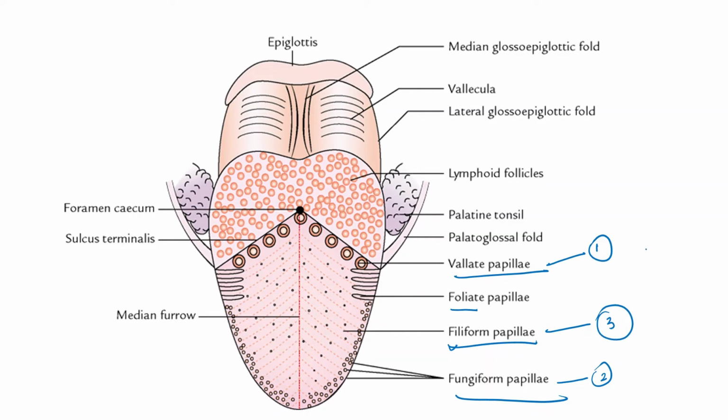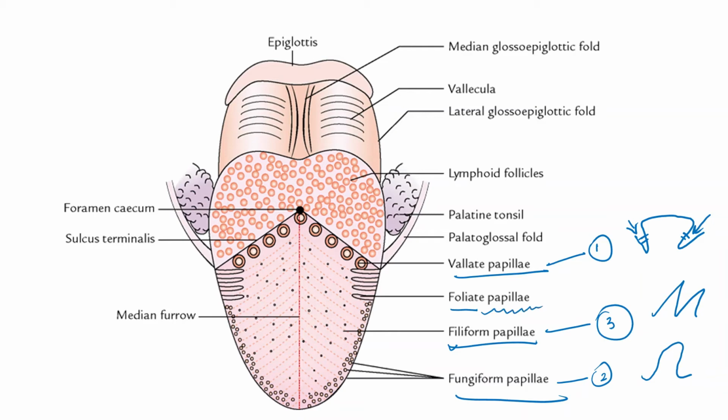The vallate papillae are surrounded by a groove on either side, and the groove contains the taste buds laterally. The fungiform papillae are broad projections present along the sides, whereas the filiform papillae are conical in shape, present throughout the anterior two-third. The filiform papillae are devoid of taste buds, whereas the fungiform and vallate papillae contain taste buds. There is another type called the foliate papillae.